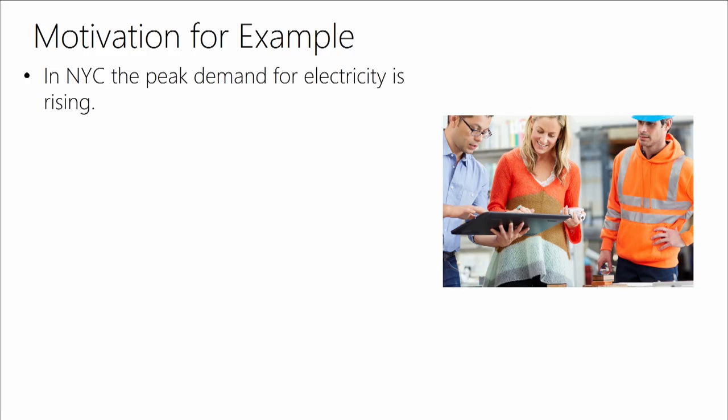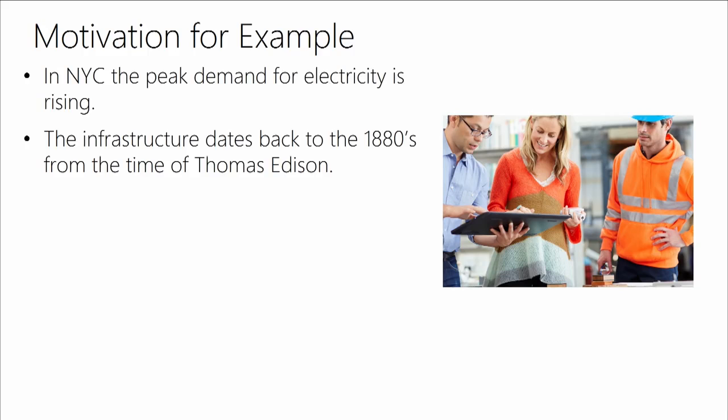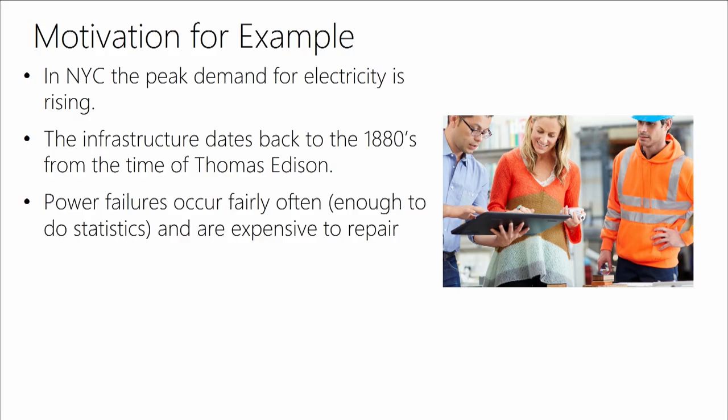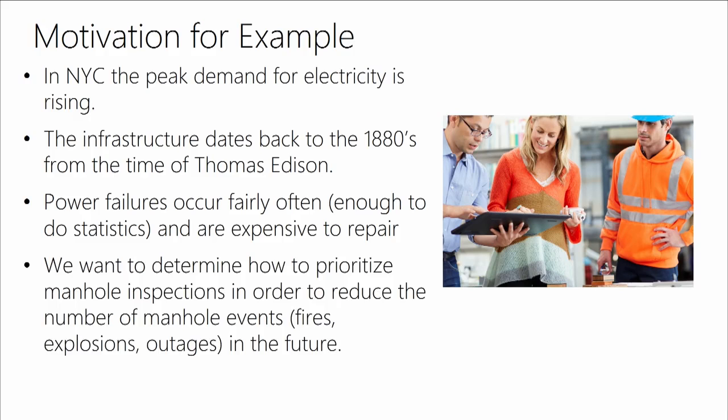So the motivation of this example is that in New York City, the peak demand for electricity is rising, but the infrastructure that's supporting New York actually dates back to the 1880s, from the time of Thomas Edison. Power failures occur in New York fairly often, enough to do statistics on, and they're somewhat expensive to repair. So our goal was to figure out how to prioritize which manholes were going to be inspected in order to optimally reduce the number of manhole events in the future. And a manhole event is either a fire or an explosion or a smoking manhole.